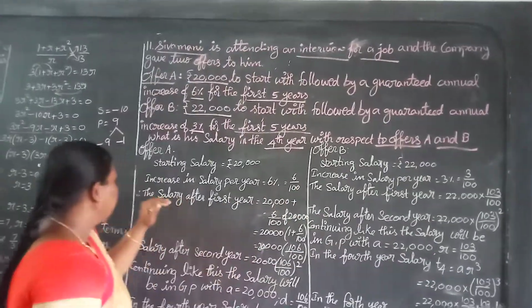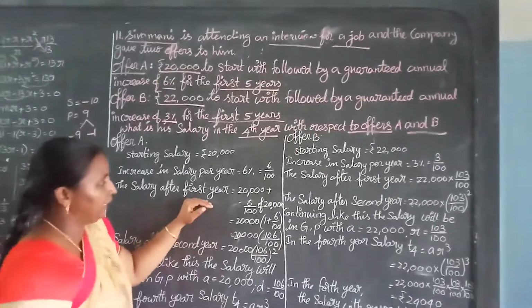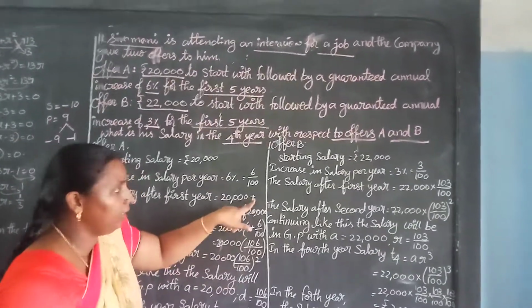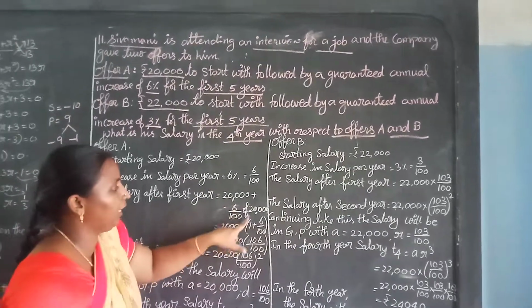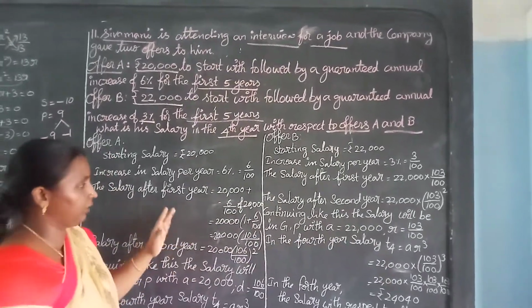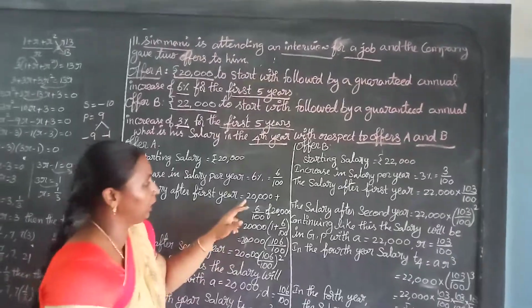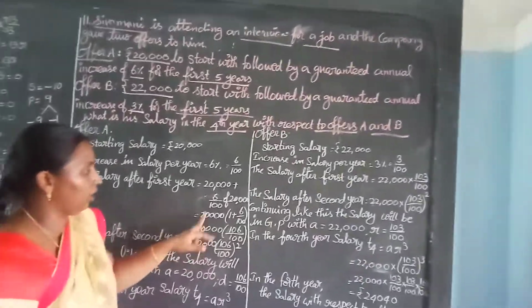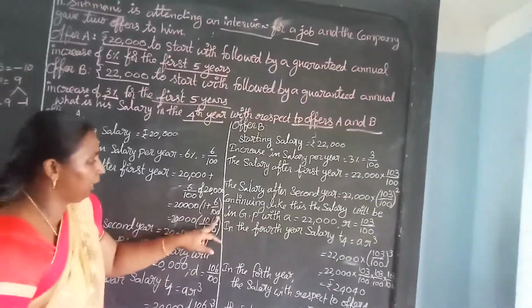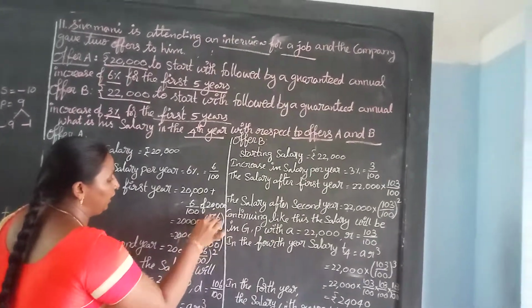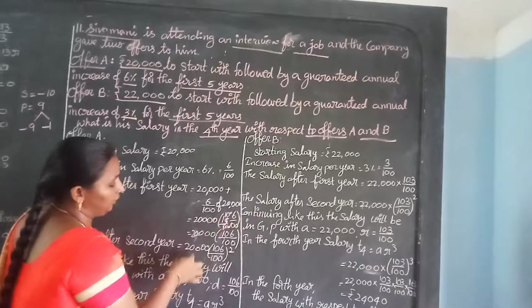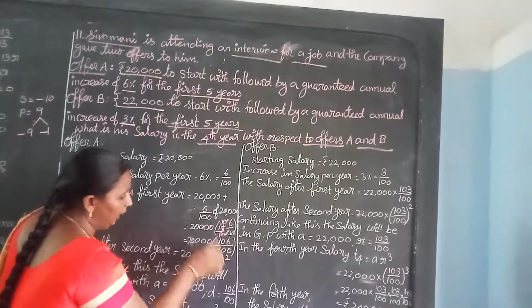6% is 6 by 100. So the salary after first year, that is 20,000 plus 6% of 20,000. That is 6 by 100 of 20,000. Already we saw one sum, the same only here also. So take 20,000 common, we will get 1 plus 6 by 100. Here you take LCM now, multiply and divide by 100. You will get 100 plus 6, 106 divided by 100.